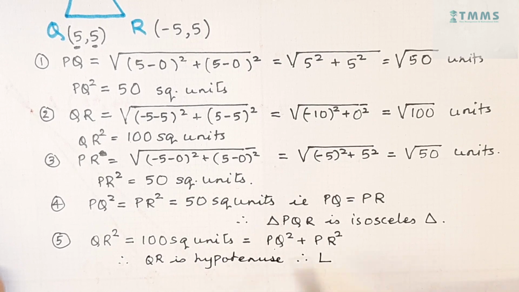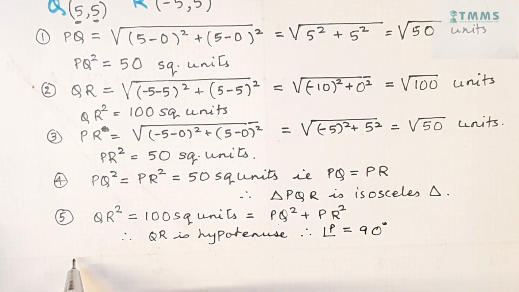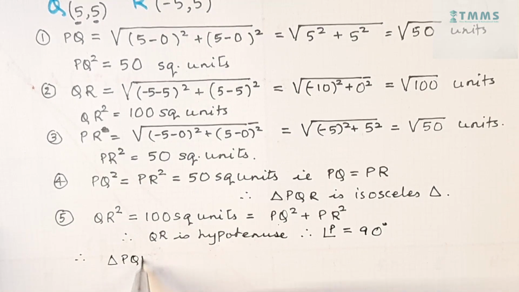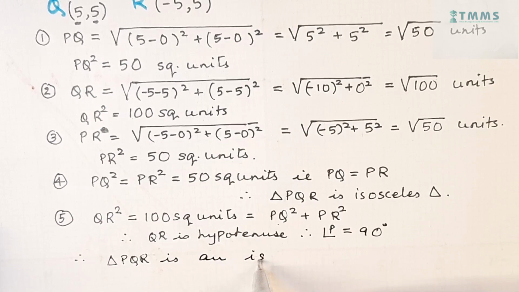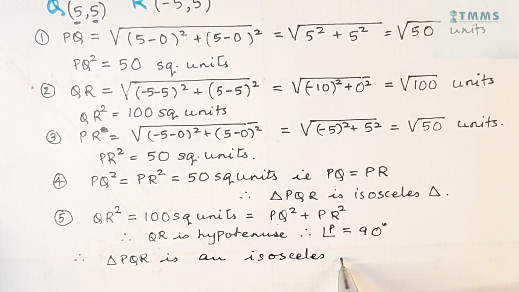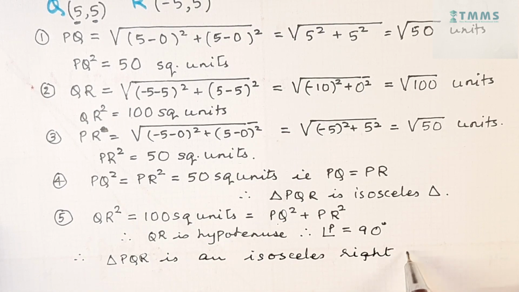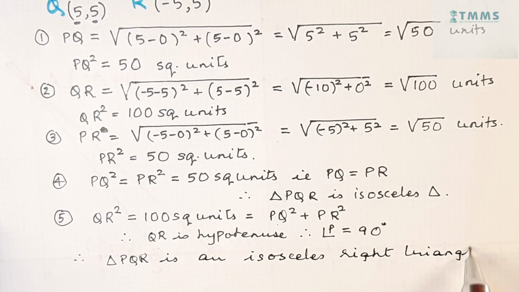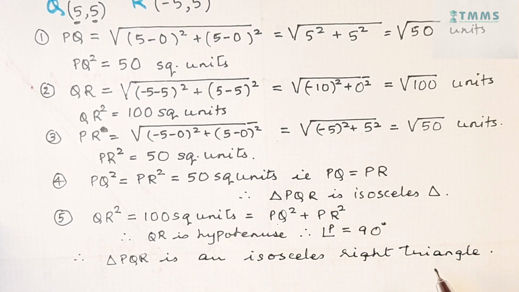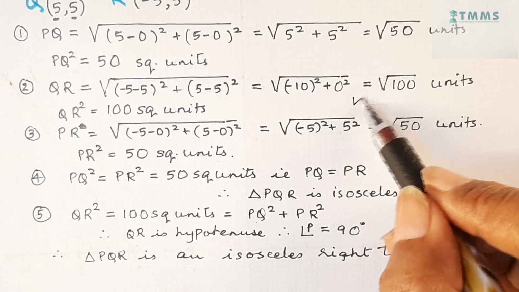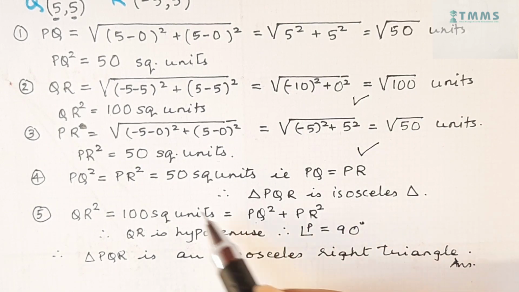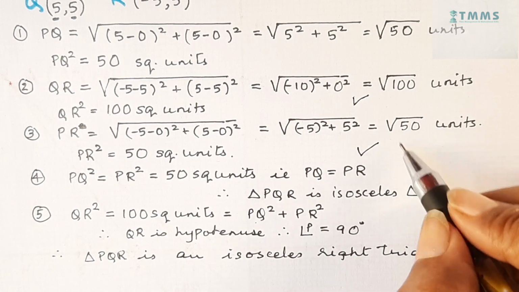and therefore opposite QR will be angle P is 90 degrees, and therefore triangle PQR is an isosceles right triangle, and we have proved it by statement 4 and 5, and that is our answer. Now, how many of you got this right? Got this right? And were you able to see this relationship? Come on, give yourself a star.